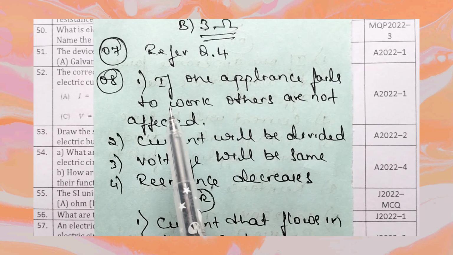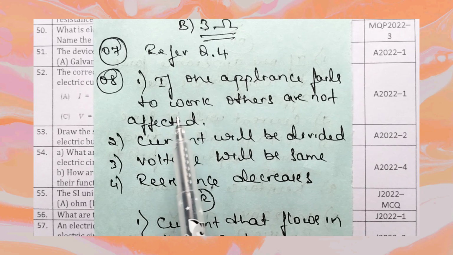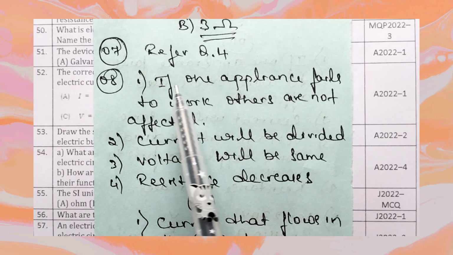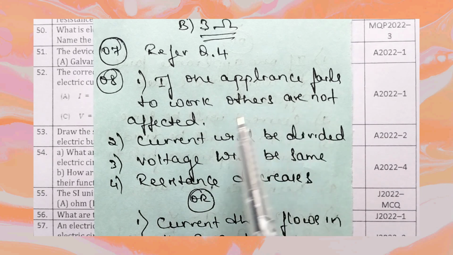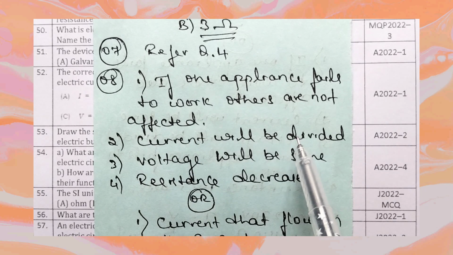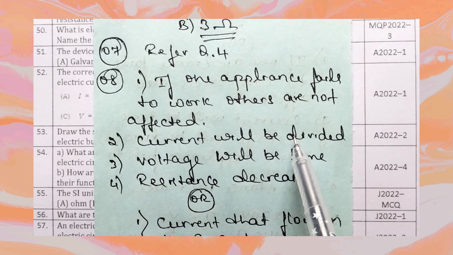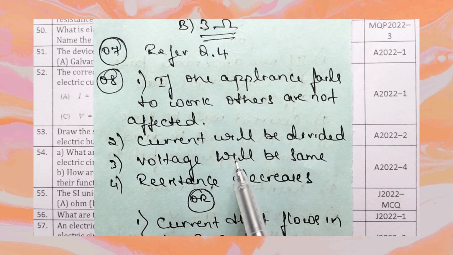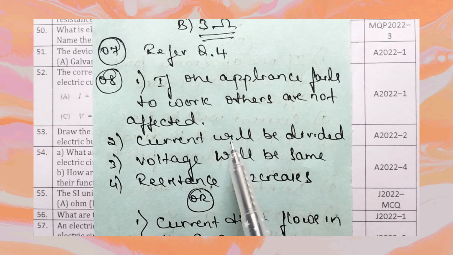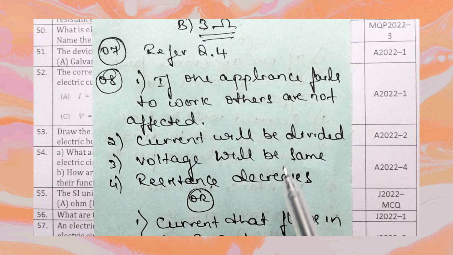First let us answer what are the advantages of parallel connection over series connection. In parallel connection, if one appliance fails to work, others are not affected. Current will be divided so that each appliance will get the required amount of current. Voltage will be the same, therefore each appliance will get the same voltage. And when we connect the electric circuit in parallel, the resistance decreases. So these are the four advantages of parallel connection over series connection. We have to write these four points.